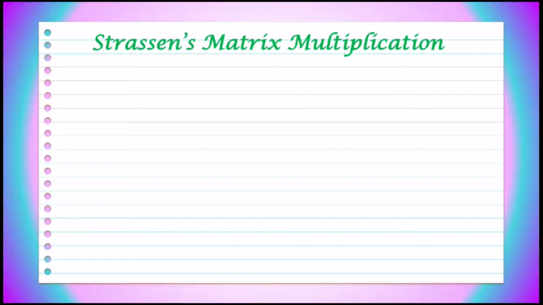Hello everyone. In this video, we will see how to calculate matrix multiplication by using the normal method and Strassen's matrix multiplication method. So suppose this is the first matrix and the order of the matrix is 2 into 2, that is 2 rows and 2 columns. So the first row is A11 and A12 and the second row is A21 and A22.